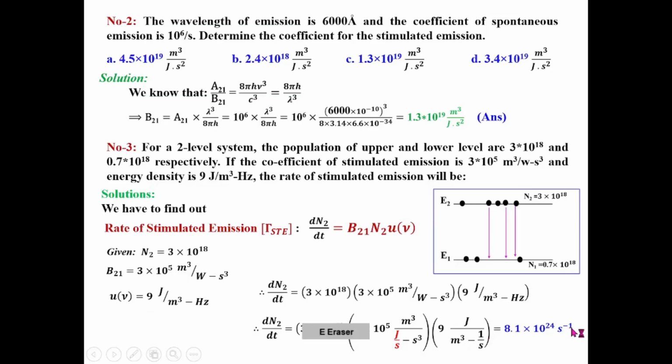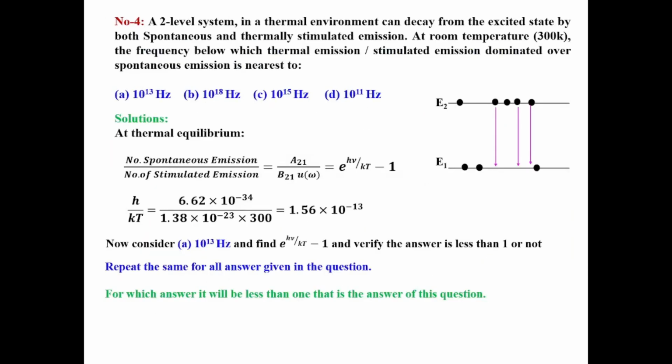Right, now we are going to go for our next question, question number 4. In question number 4, it has been given that a two-level system in a thermal equilibrium environment can decay from the excited state by both spontaneous and thermally stimulated emission. At room temperature, meaning 300 Kelvin, the frequency below which thermal emission or stimulated emission dominates over spontaneous emission is nearest to what value is given.